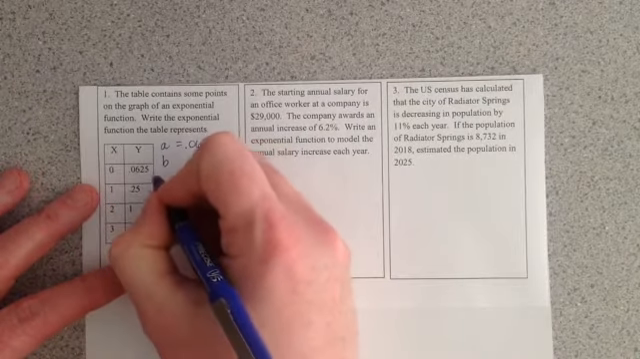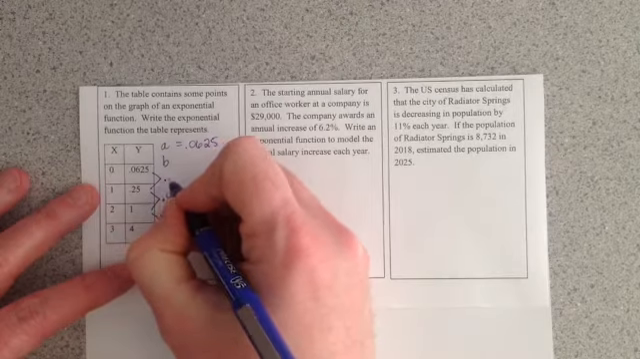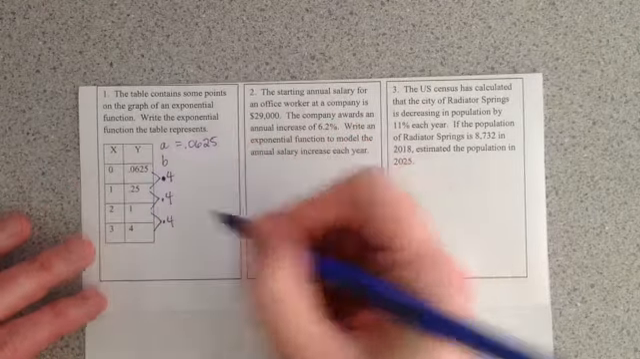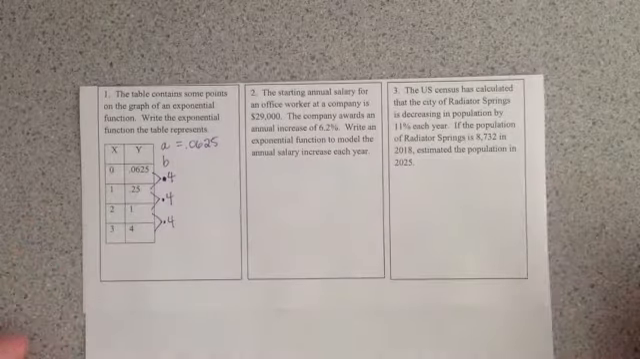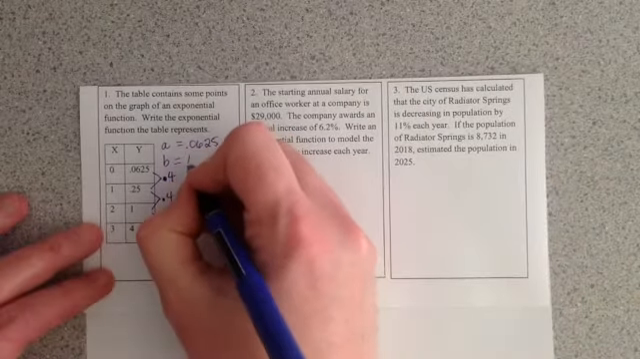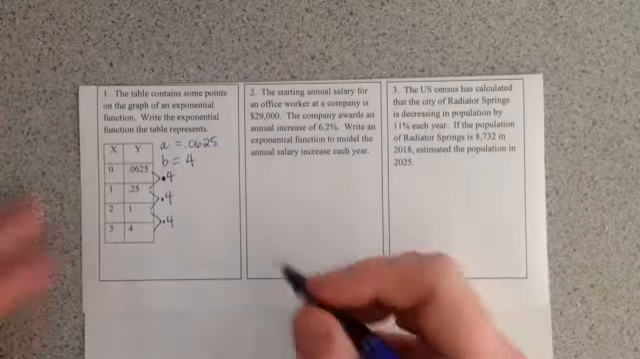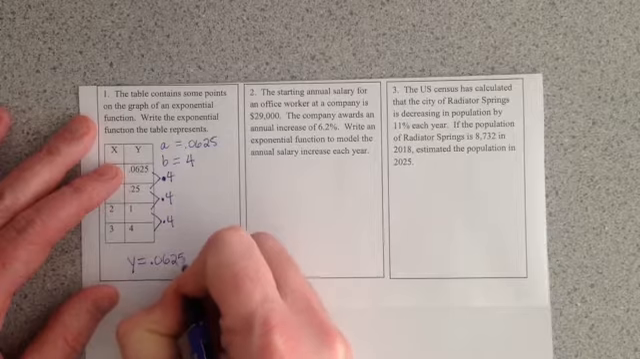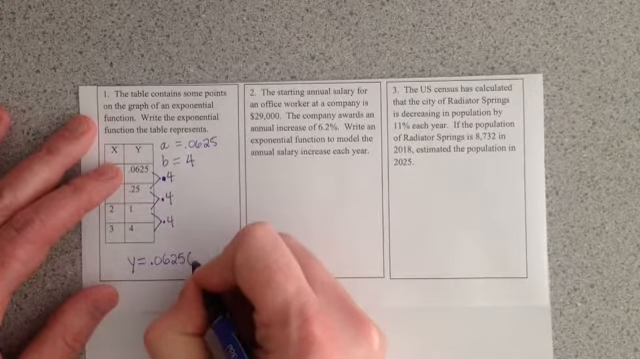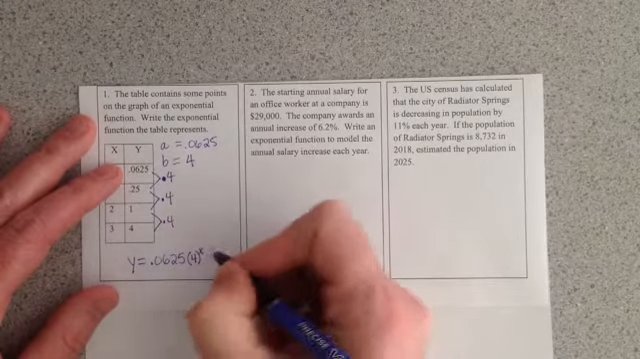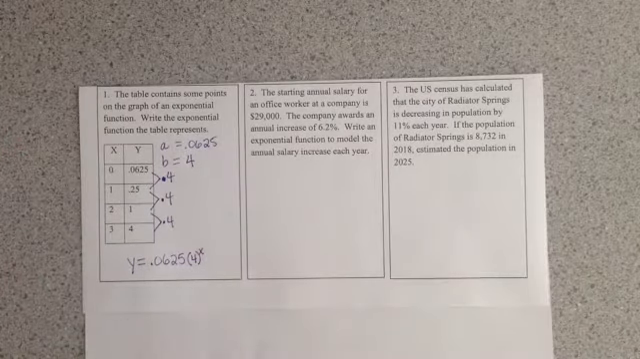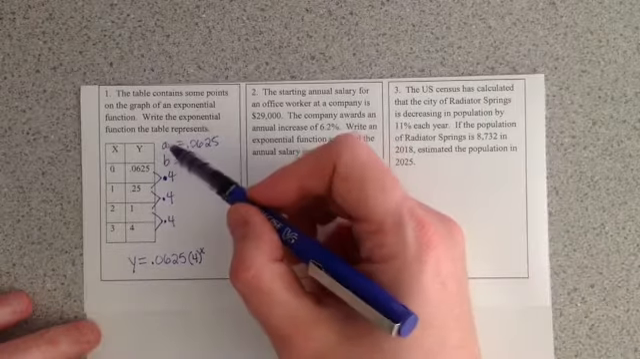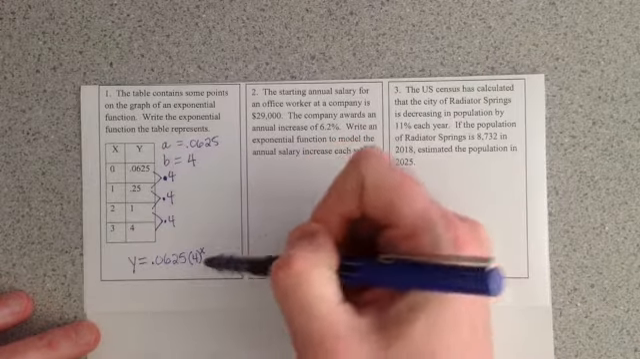Sure is. So I'm going to assume that 0.0625 times 4 is 0.25. So my common factor is 4. So then to write my equation, it would be y equals a, which is 0.0625, times 4 to the x power. And that would be the way I would write the equation. A and B, plug it in.